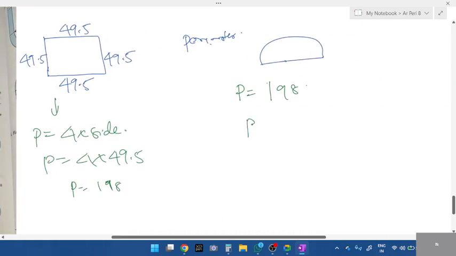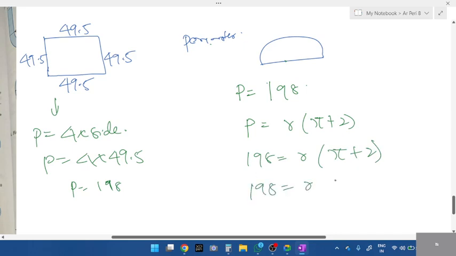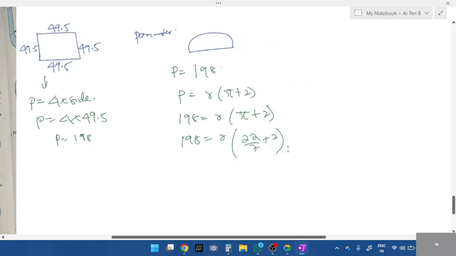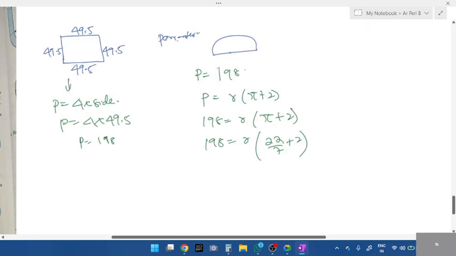What is the perimeter of a semicircle formula? R into pi plus 2. Use this 198: 198 is equal to R into pi plus 2. If the pi value is not given, what do we take? Very good. 22 by 7 plus 2. Is it clear? Did you understand? So the connecting point is the perimeter, students. Let them give any diagram, you find the perimeter and convert it.